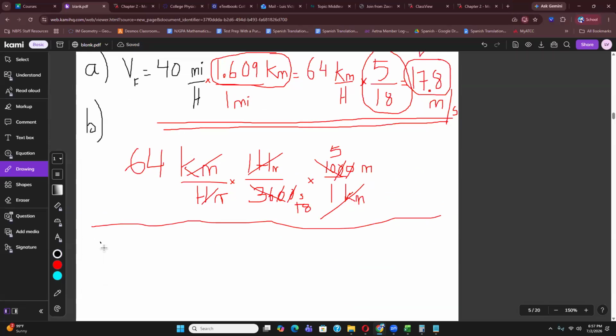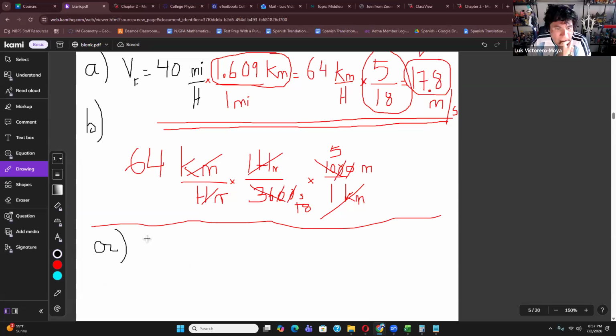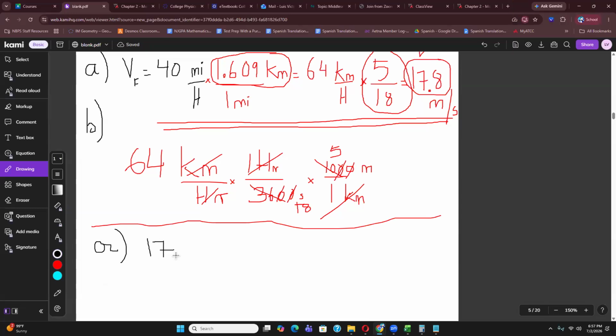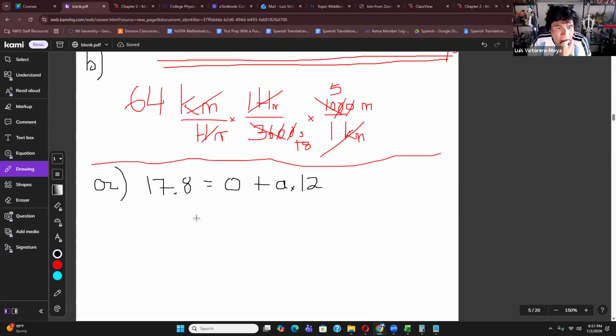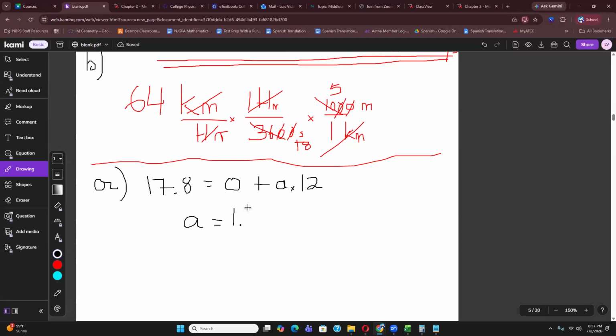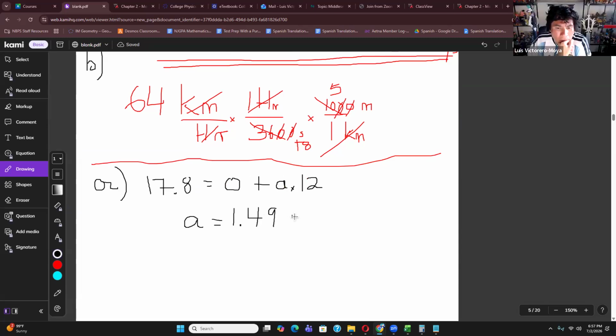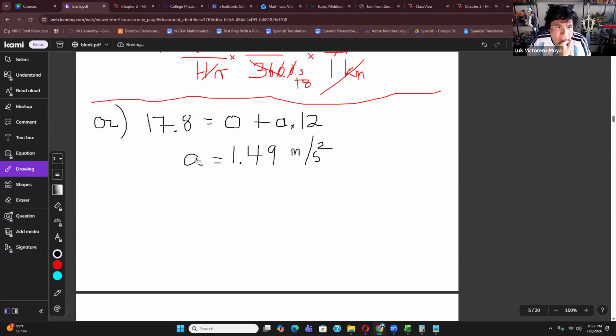You would do 17.8 minus 0 divided by 12. That would get you the acceleration rate. That gets 1.49. Then it's 1/2 times 1.49 times 12 squared. And then that's the distance. So how much did you get for acceleration? 1.49. I got 1.49, yep. All right, okay, that's acceleration.